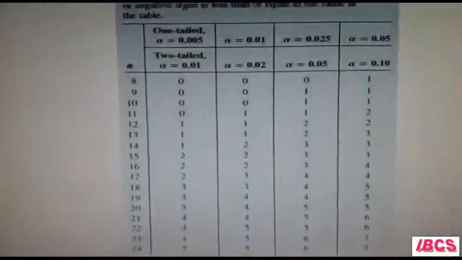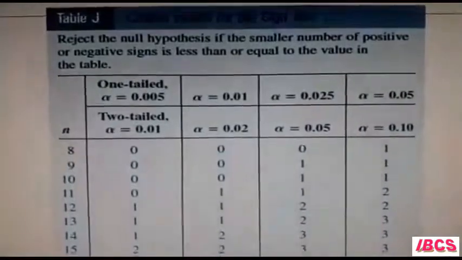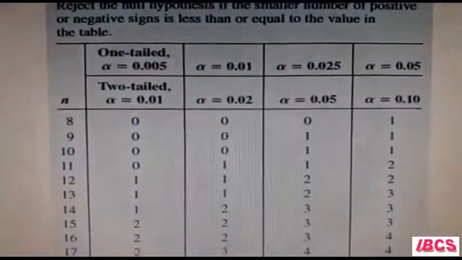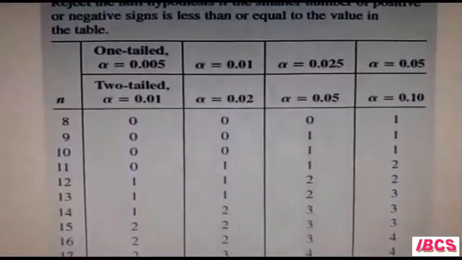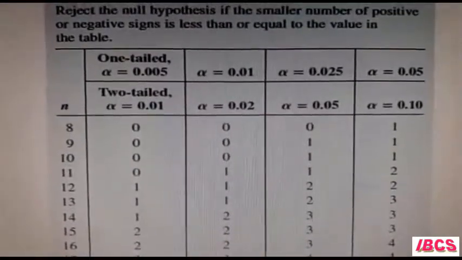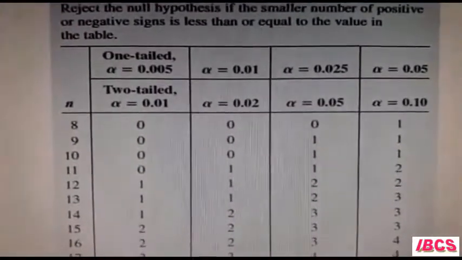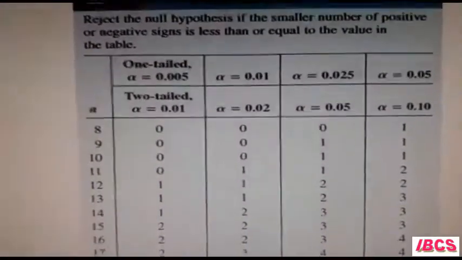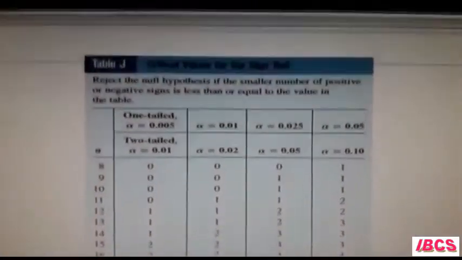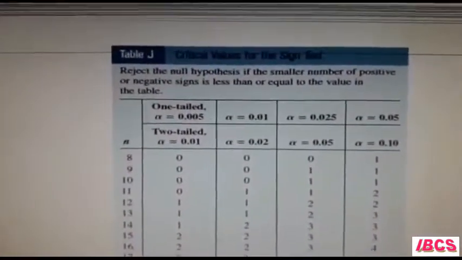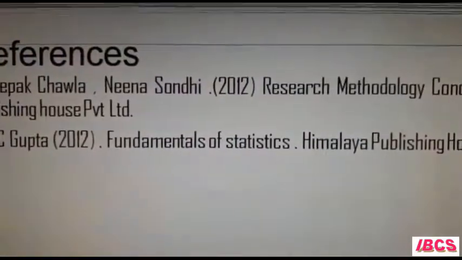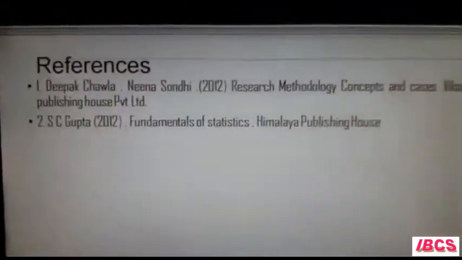And this is the table from where we got the sign test value. For n equal to 10, for the right tail with alpha 0.05, we got the value 1. And this is the sign test table. And these are the references you can follow.